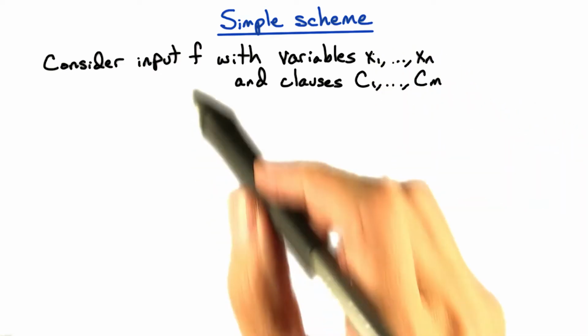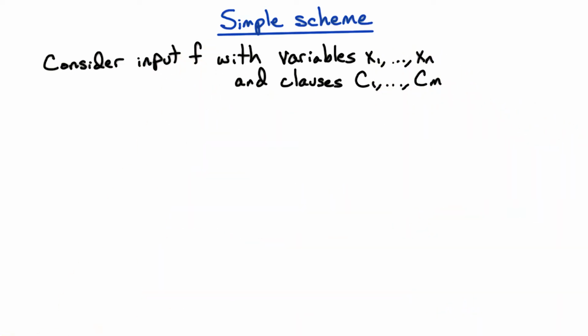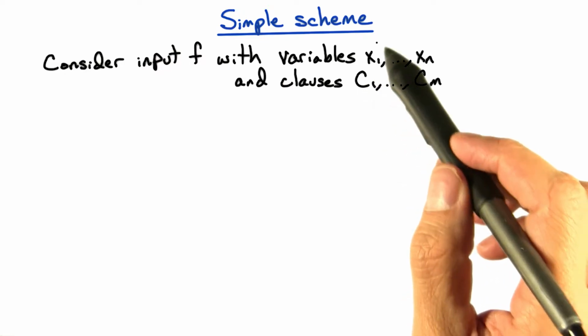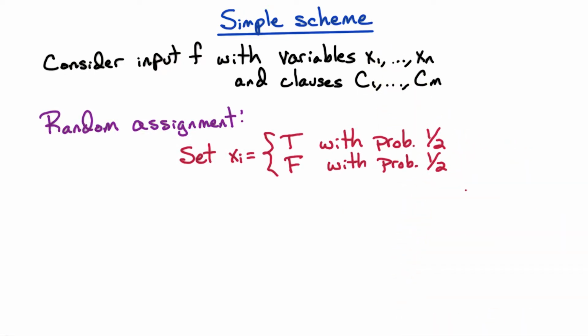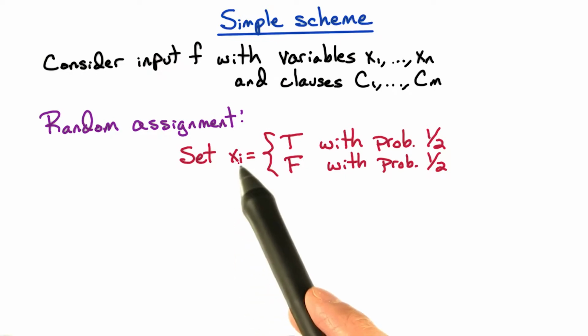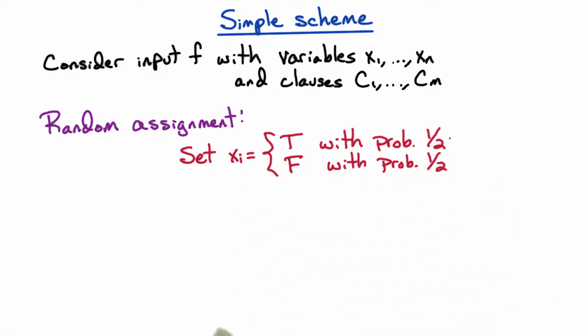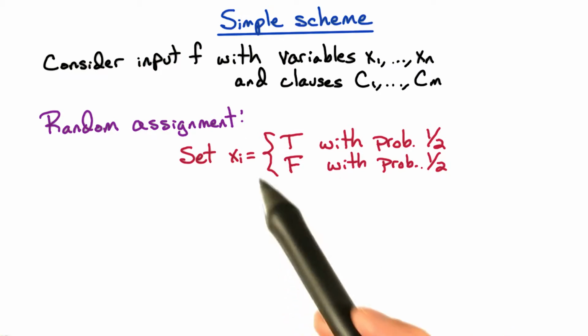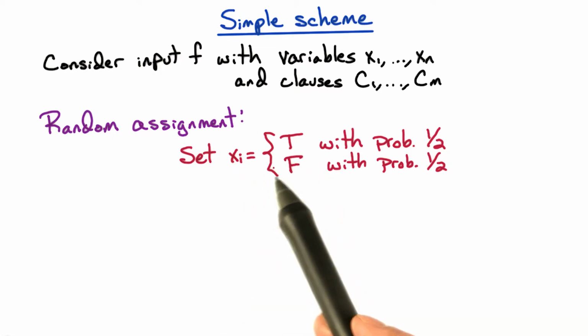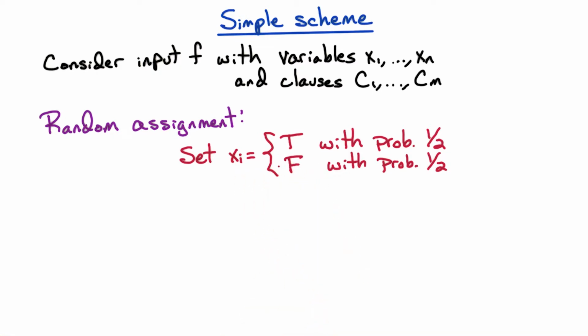We're not even going to look at the formula f. We're simply going to assign these variables randomly to true and false. For each variable xi, independently of the other ones, we're going to set xi to be true with probability half and false with probability half. So we simply flip a fair coin, and if heads comes up, we set xi to be true, and if tails comes up, we set xi to be false. And we do that for all n variables.